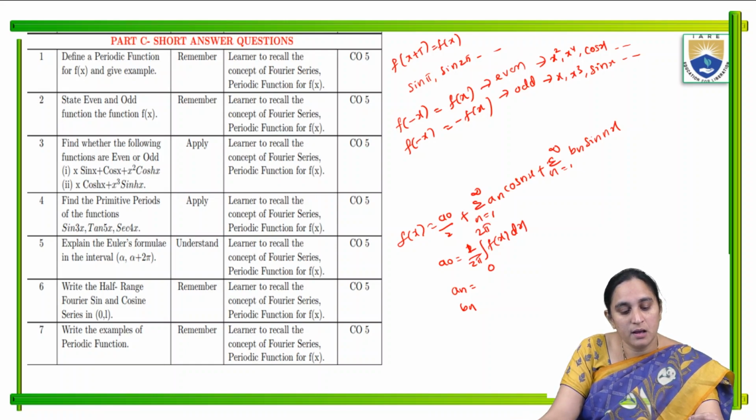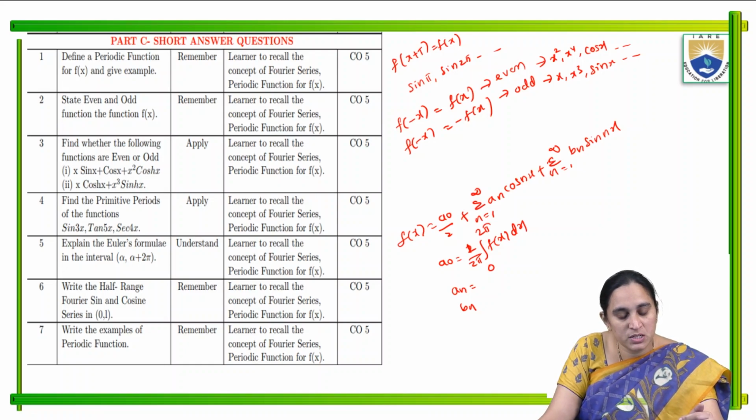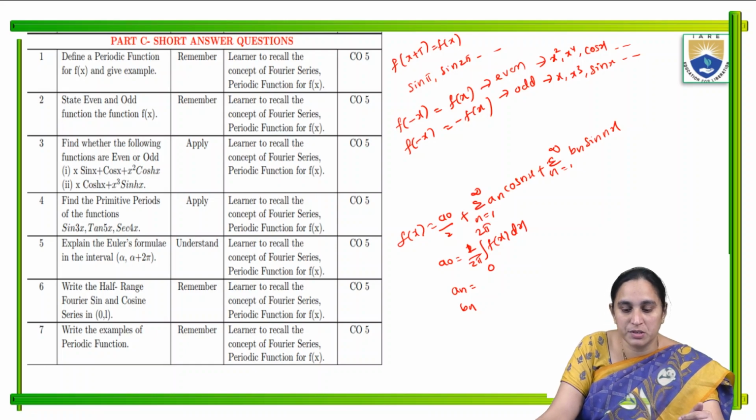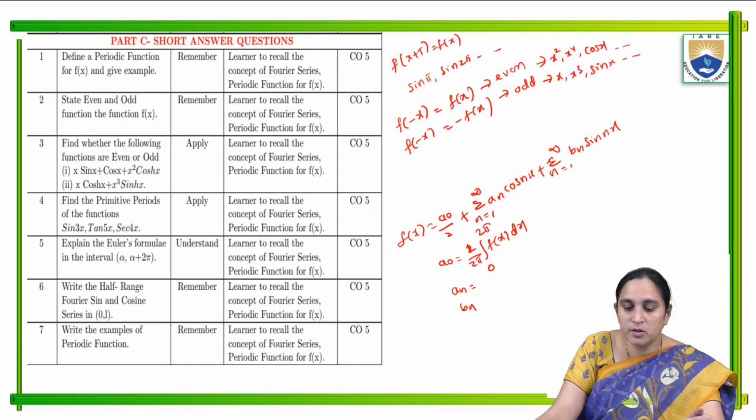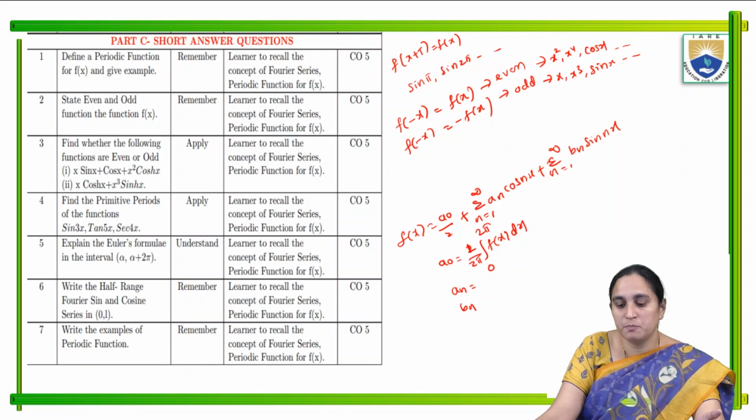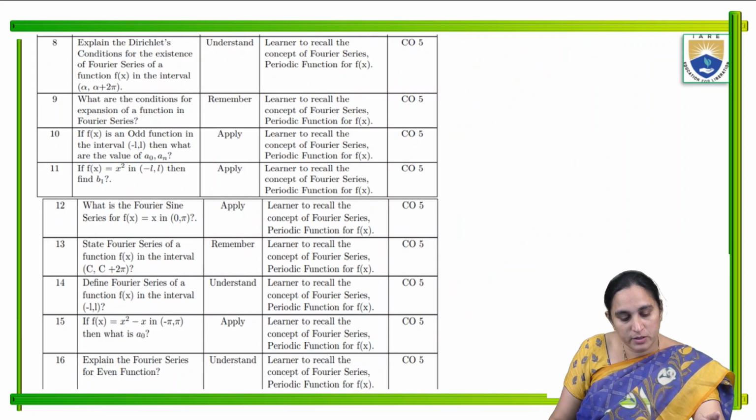Next, write the half range Fourier sine and cosine series within the 0 comma L interval. These are directly formula based questions. And next, seventh question, write an example of a periodic function. What are the examples for the periodic function? Sin x, sin pi, sin 2 pi, cos 2 pi are examples of periodic functions.